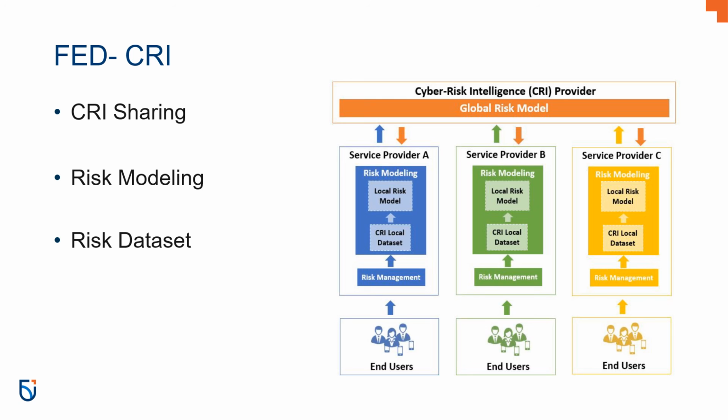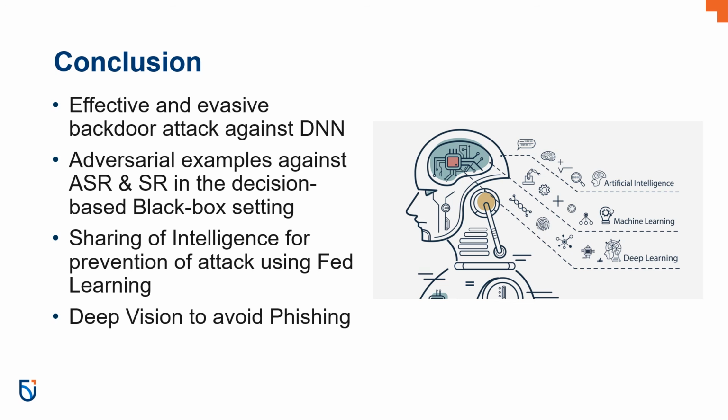9 different service providers. Coming to the conclusion, what we learned in this presentation was about machine learning: the effective and evasive backdoor attack against deep neural networks, how deep neural networks are resistant to backdoor attacks, and that automatic speech recognition and speaker recognition systems tend to get attacked easily, along with the NIOCOM and OCOM strategies. Also the sharing of intelligence, like the federated learning model for mobile applications, and the deep vision based approach of avoiding phishing attacks using the new model proposed by the authors here, called Fish Intention. That's all from the presentation. Thank you so much for listening, and the references.